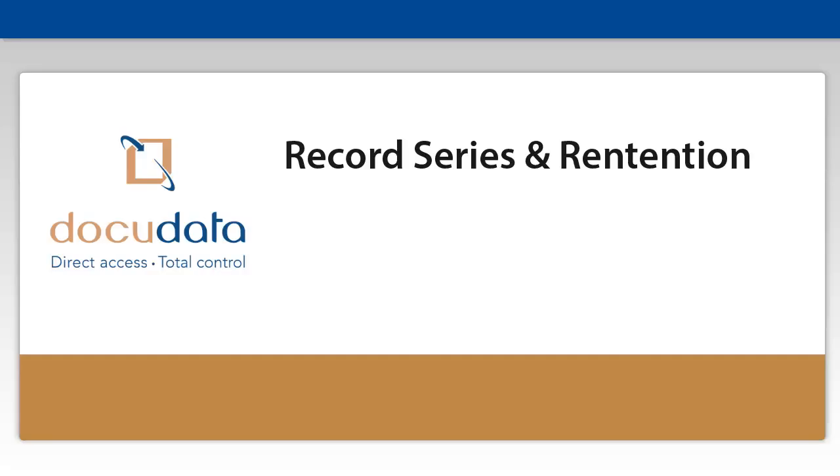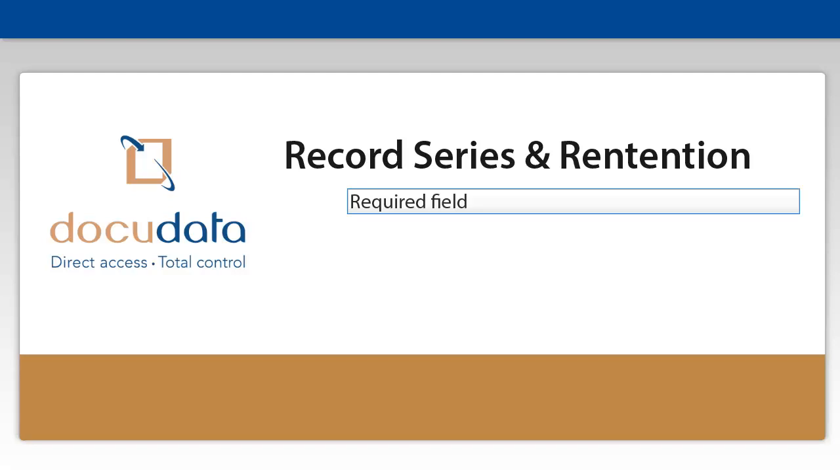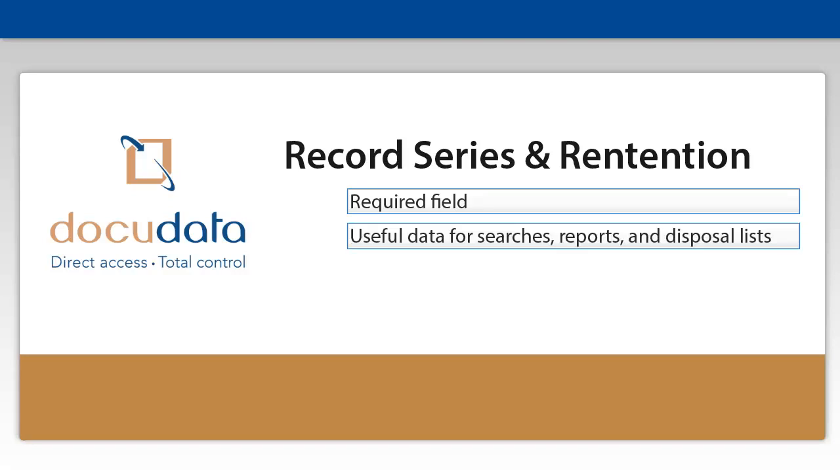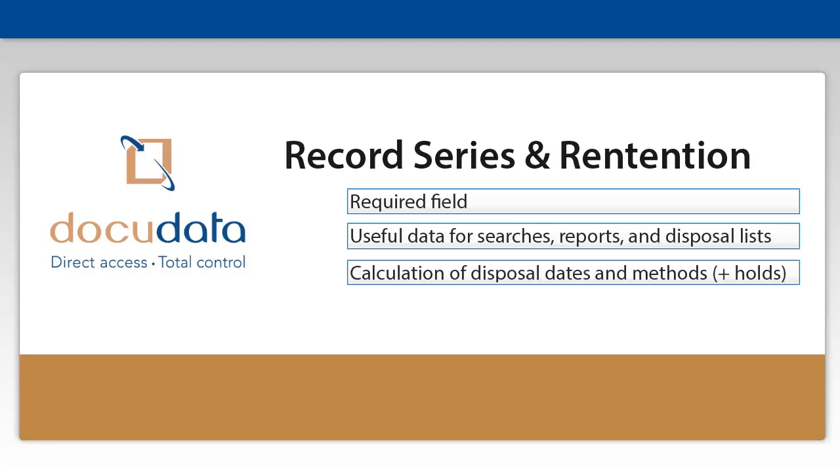Now we will look at configuring record series. Like the department, this is also a required field. It provides useful data for running searches, reports, and creating disposal lists, and it can be used in automatically calculating the date and method for disposal of items. Note that, on request, the Record Center can apply a restriction on a record series to prevent it from accidentally being added to a disposal list.